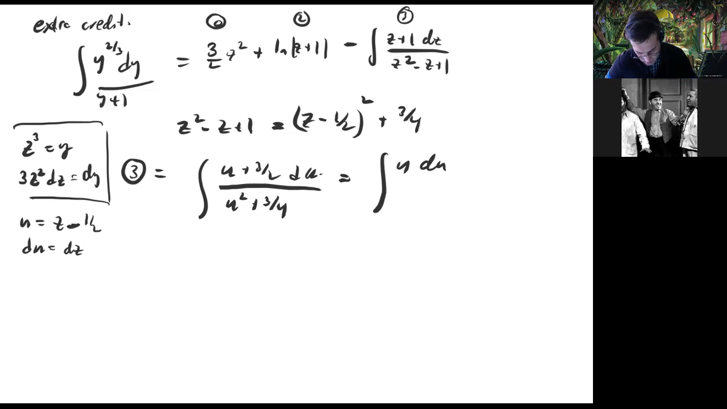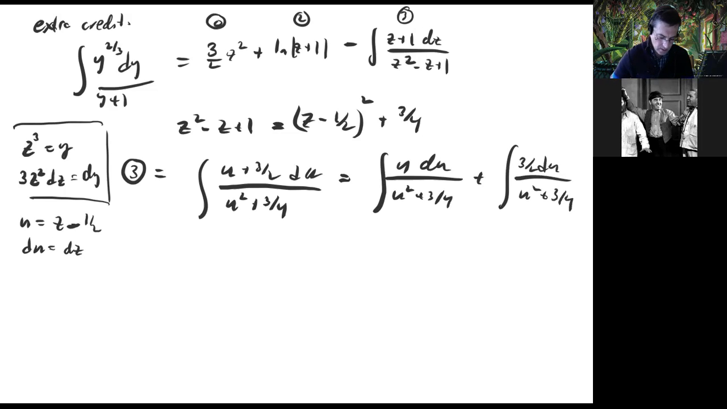u du over u squared plus 3/4, plus 3/2 du over u squared plus 3/4. Okay, so let's call the first integral 4 and the second integral 5. Let's deal with 4 first. 4 is easy.